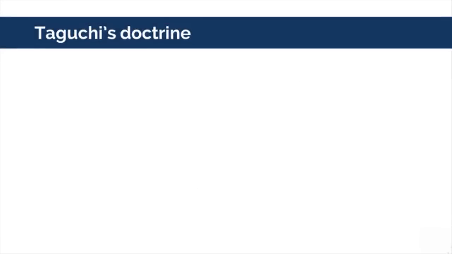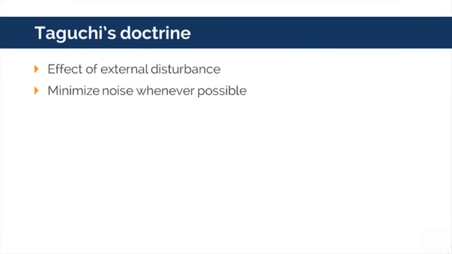The first is manufacturing processes are affected by external disturbance, or noise, and this impacts the quality of goods produced. Noise should be minimized whenever possible, but some noise, for example bad weather, cannot be avoided. Systems should have robustness or the ability to function satisfactorily despite noise and external disturbances.